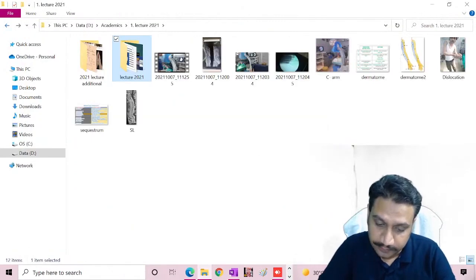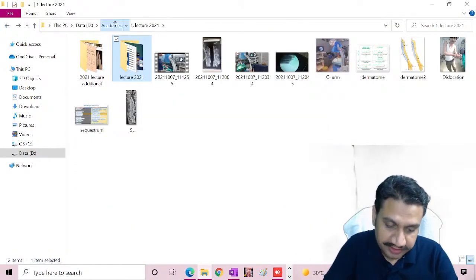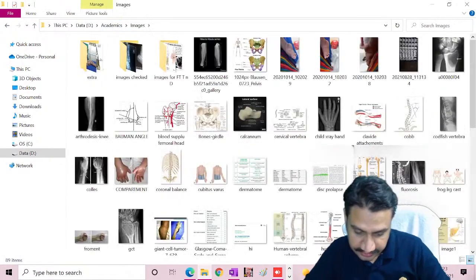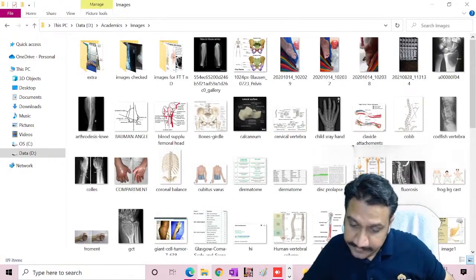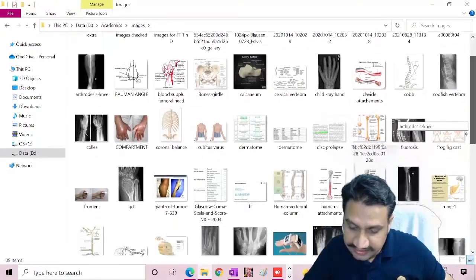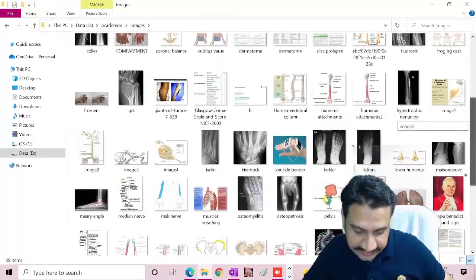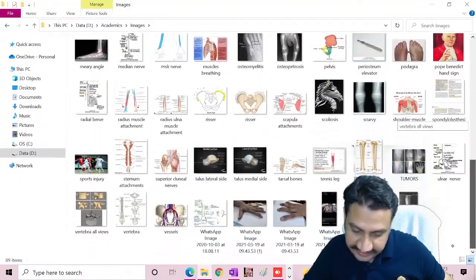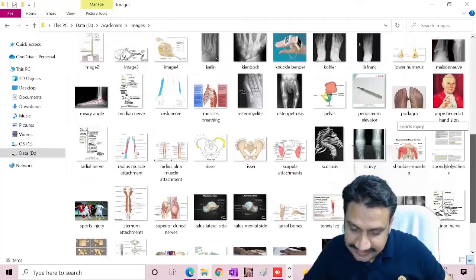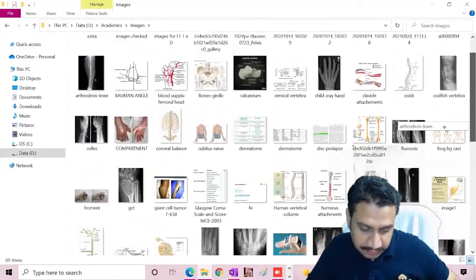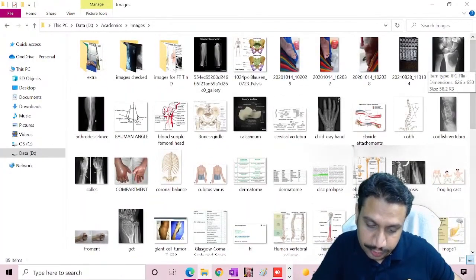Let me show you that also. They gave you this kind of picture. So they gave a pathological specimen in the exam, and then they asked what is the most likely diagnosis for this tumor, right? That's how they asked the question.